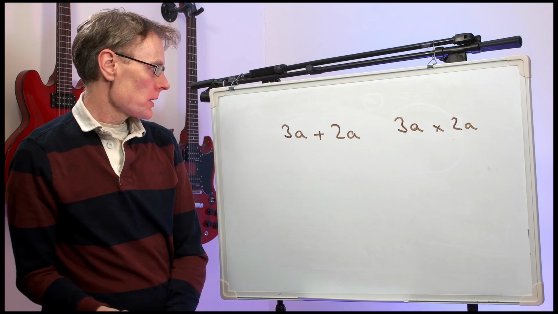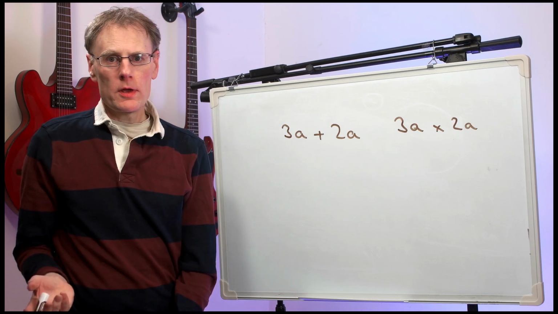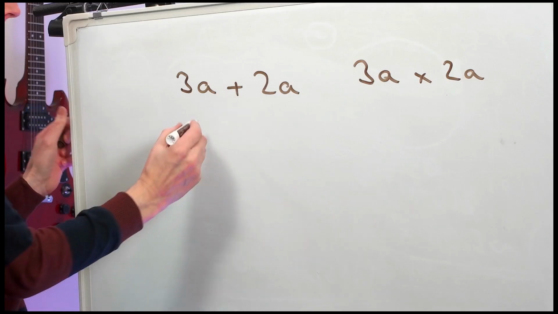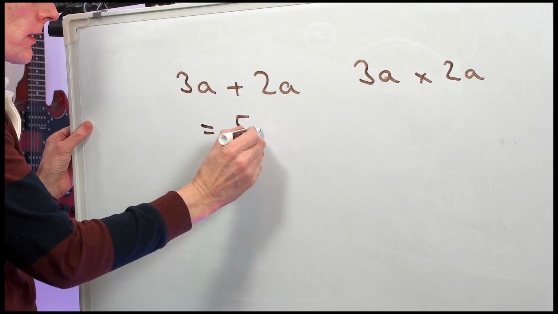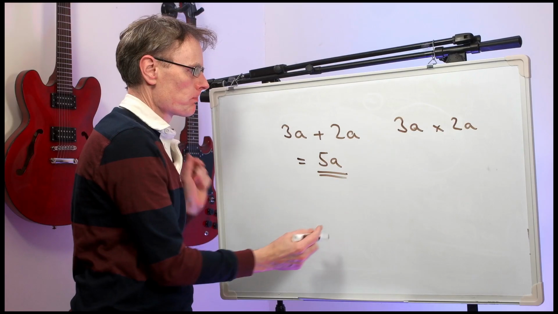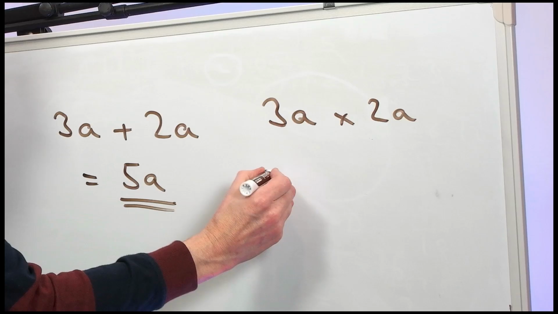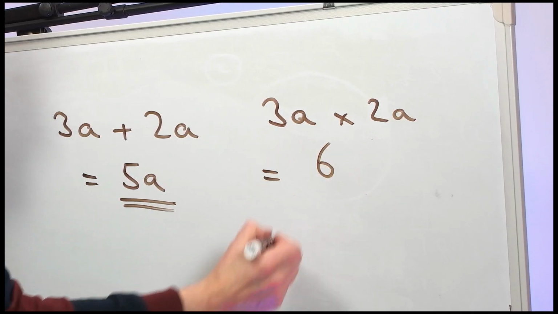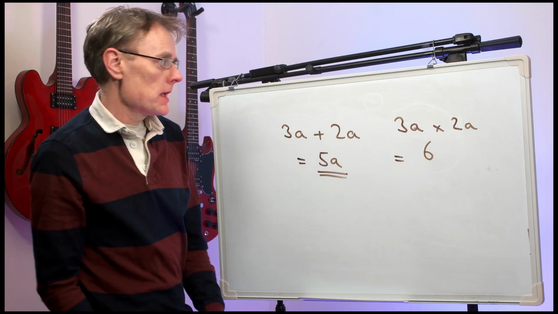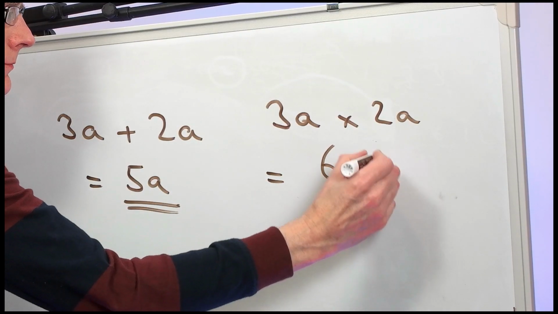Right, what is 3a plus 2a? 3 apples plus 2 apples is 5 apples, 5a. 3a times 2a. Well, 3 times 2 is 6, but a times a is a squared.